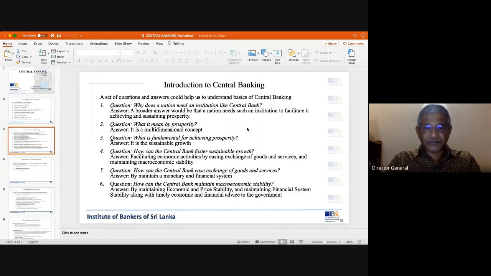Then question number 5: how can the central bank ease exchange of goods and services? Answer: maintain the monetary and financial system. Now, we already discussed the monetary system. The central bank is the monetary authority. The central bank produces, distributes, and manages the money. Then another topic is added here, the financial system. We have the monetary system and the financial system. What is the difference between money and finance?